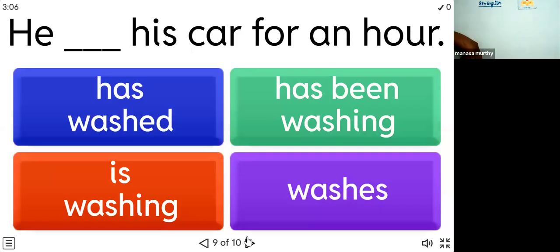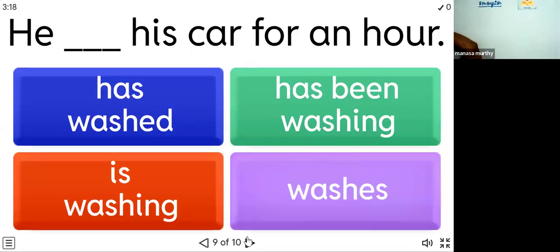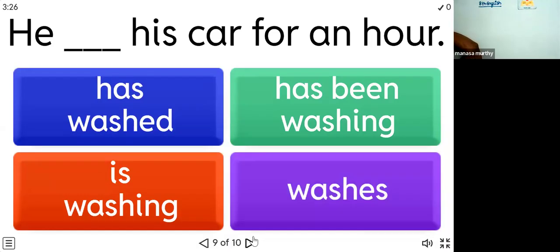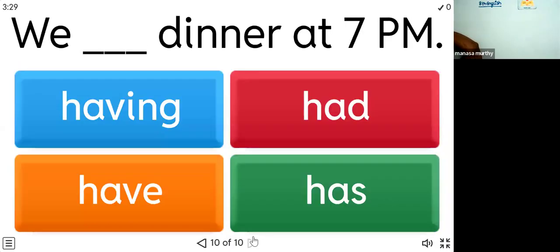He dash his car for an hour. He has washed, has been washing his car. This washing, washes. Okay. We dash dinner at 7 p.m.